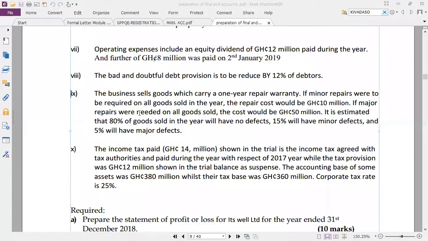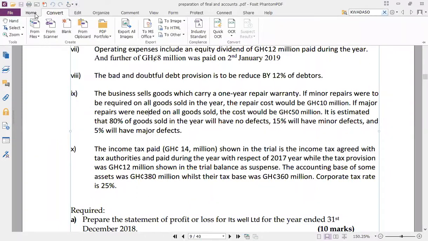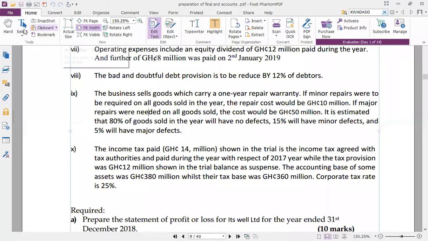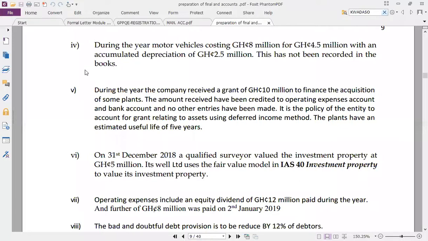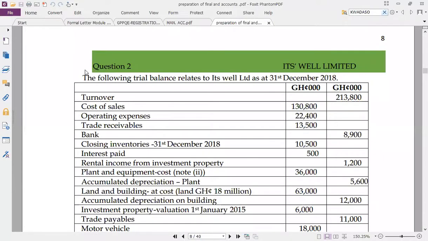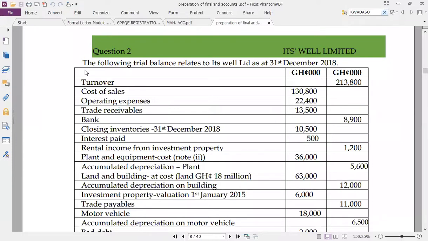That is the question. It's Well Limited. Now I want to solve this question under exam condition.